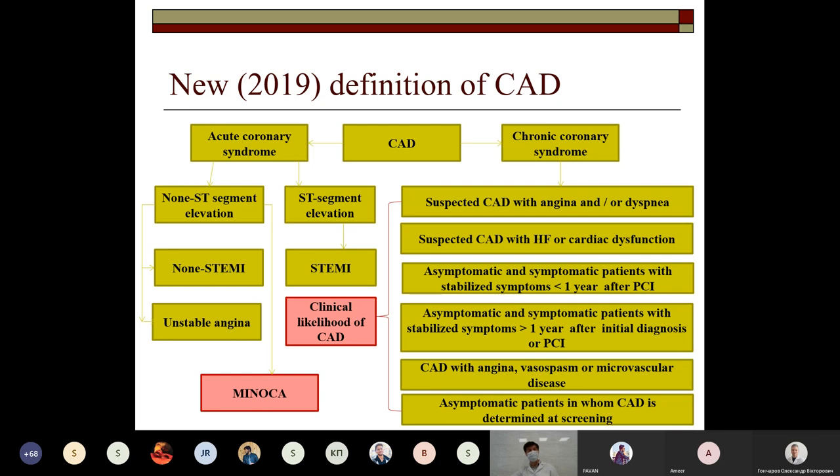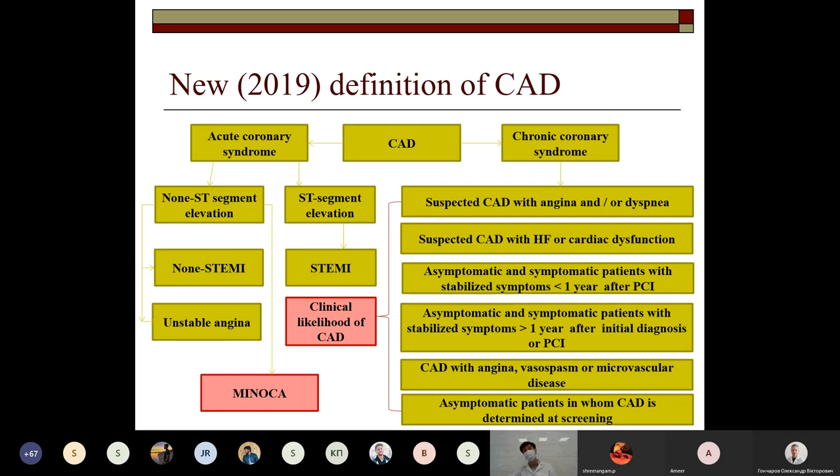For instance, scenario one is suspected CAD with angina and or dyspnea. Scenario two is suspected CAD with heart failure or cardiac dysfunction. Really, some patients without typical chest pain, just discomfort, might present with edema and other clinical signs of cardiac dysfunction. And the big question is whether this patient is a candidate for a revascularization procedure, if heart failure or cardiac dysfunction is the result of ischemia. This is the second scenario of CAD occurrence.